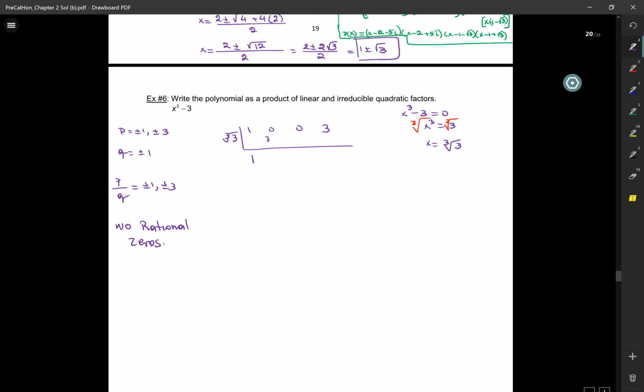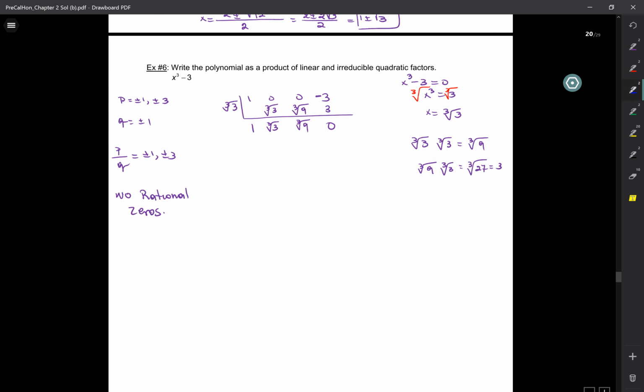1 comes down. This is cube root of 3. That is cube root of 3. Now I multiply cube root of 3 times cube root of 3. That gives me cube root of 9. Here I have cube root of 9. Now I multiply cube root of 9 times cube root of 3. That gives me cube root of 27, which is 3. Oh, and this is negative 3. So here I get 3, and I get a 0 here.